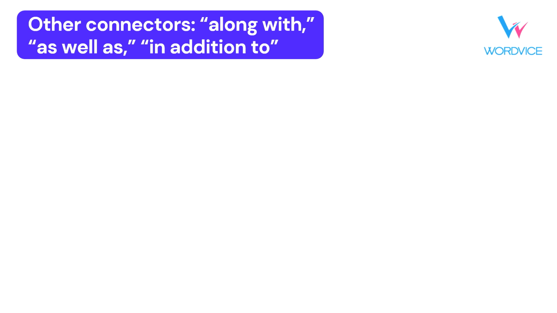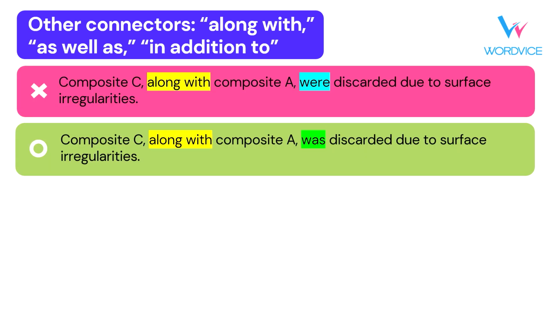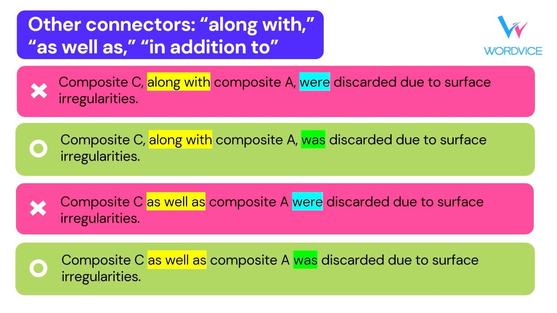Phrases such as along with, as well as, and in addition to are not conjunctions, but they do act as connectors. As mentioned above, subjects joined with the conjunction and are always used with a plural verb. But exceptions apply to along with, as well as, and in addition to. These connector phrases differ from and in that they do not create a compound subject.